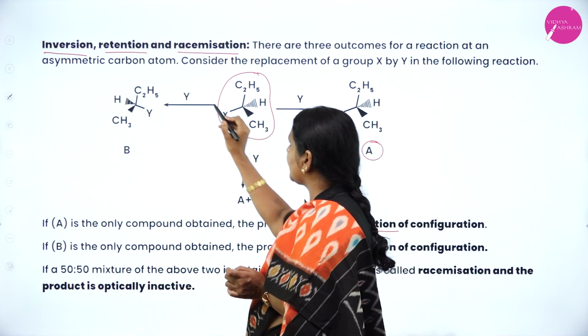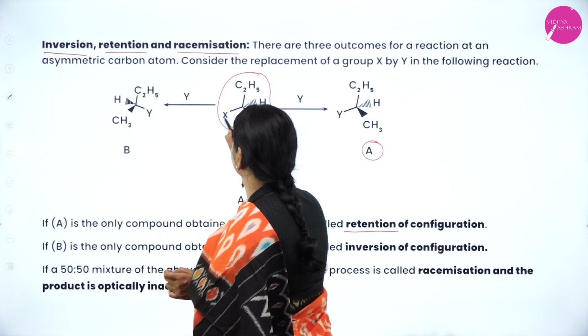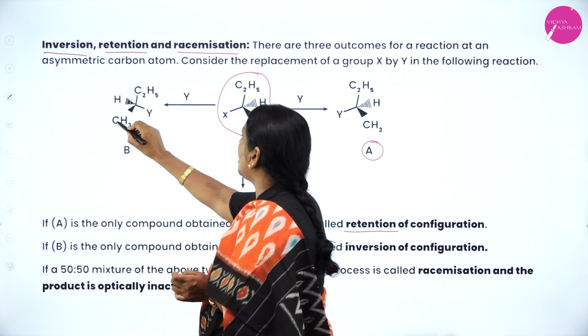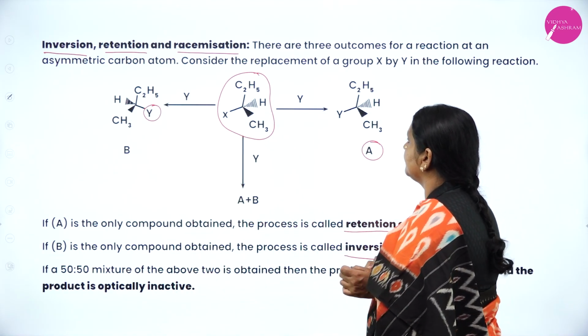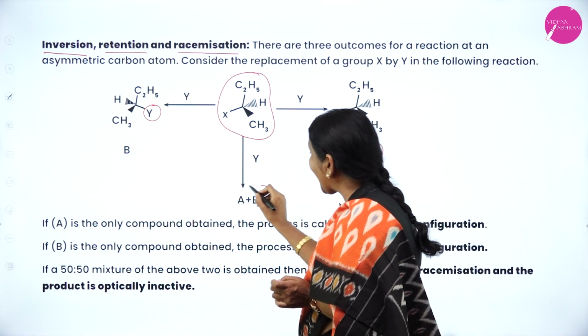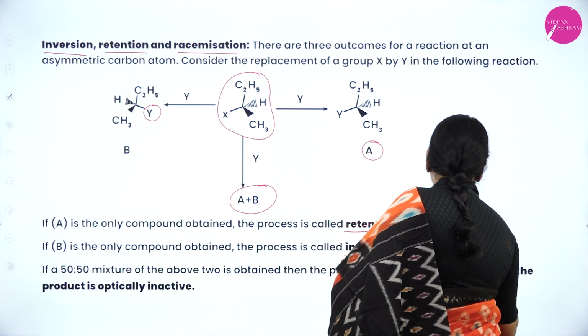Retention. Next, in the same, if I add Y, it comes here. It is exactly opposite to that of X. Not a similar position. Opposite to that of X, Y comes. Therefore, it is known as what? Inversion. Okay. If both A and B are formed, it is called racemization.